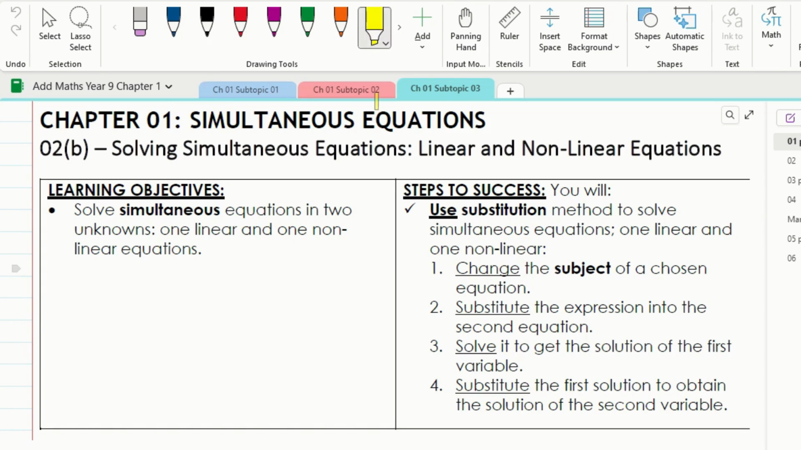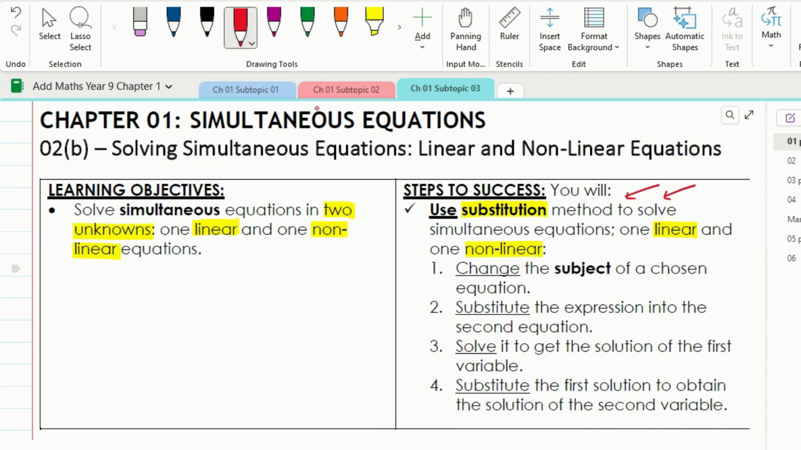So now you are going to focus on solving simultaneous equations, still in two unknowns, but this time you are going to deal with one linear and one non-linear equation. If you have a look at the steps of success for this particular subtopic, you are going to focus on using the substitution method only, because this is one of the most effective ones for solving simultaneous equations with one linear and one non-linear.